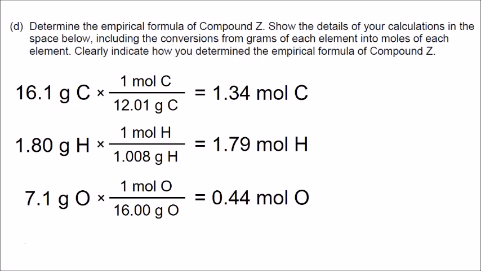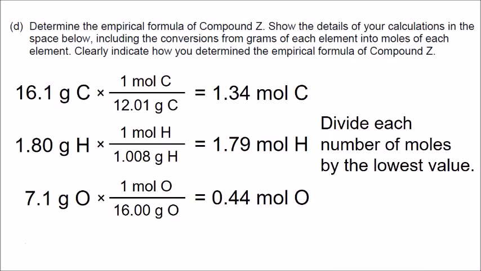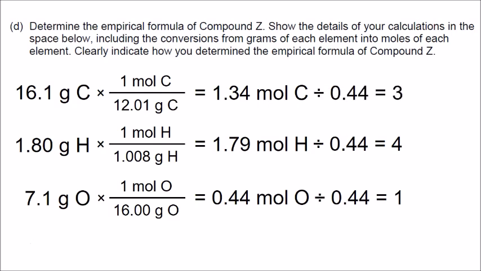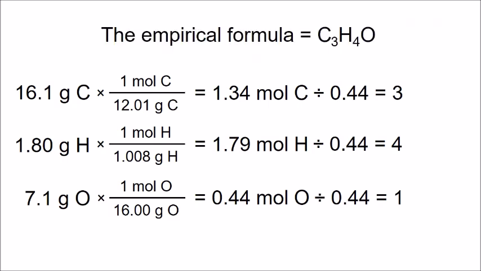So now we're going to divide each of the moles by the lowest value, which happens to be 0.44. When we do this, obviously we get 1 for oxygen. 1.79 divided by 0.44 gives us 4 for hydrogen. And 1.34 divided by 0.44 gives us 3 for carbon. Since 3, 4, and 1 is going to give us the subscripts in the empirical formula, the empirical formula of compound Z is C3H4O.